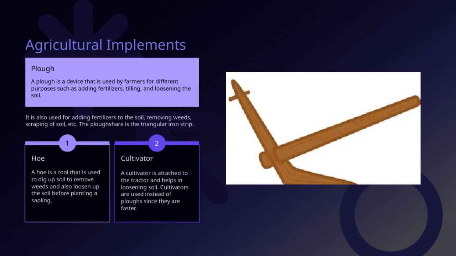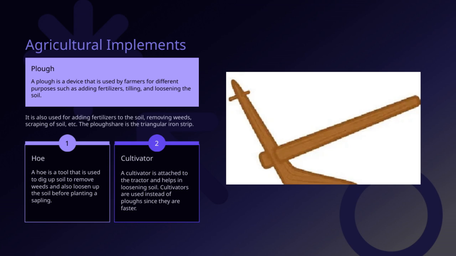You might notice that the plowshare, which is a triangular iron strip, is a key part of this process because it helps in turning and breaking the soil. Finally, let's look at the plow. This device is used by farmers for various purposes like tilling the soil, loosening it, and adding fertilizers. The plowshare, as I mentioned, is an essential component, helping to cut through and turn over the soil.